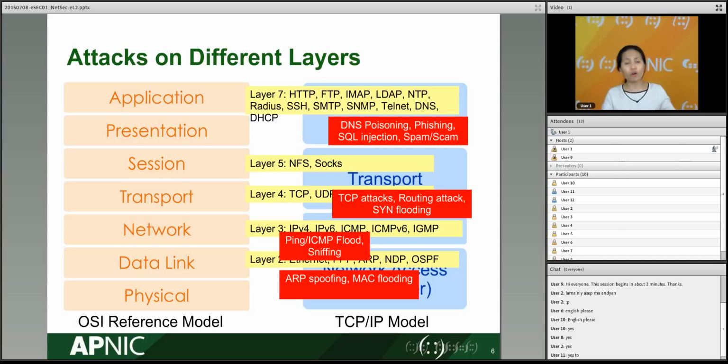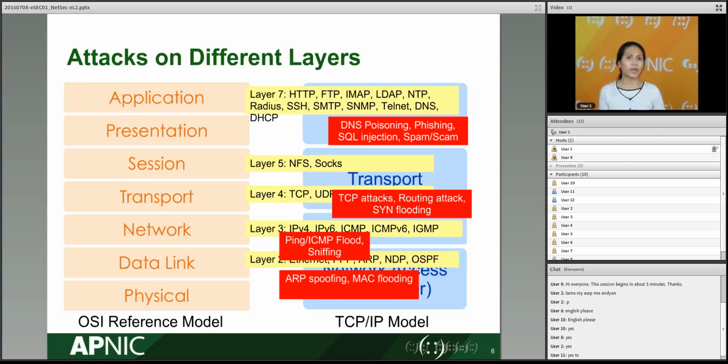Are you actually talking to the correct machines? Are you exchanging data or packets to those machines? Or maybe you're talking to someone else. ICMP flooding, ping floods are examples of attacks to availability. TCP attacks, routing attacks, SYN flooding is probably more a little bit of the integrity, a little bit of confidentiality. And on layer 7, we have all sorts for all types of applications: DNS poisoning, phishing, SQL injection, scamming, spamming, and a whole lot more.